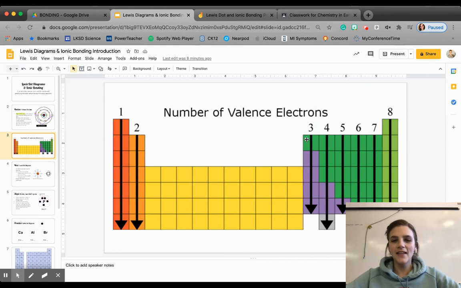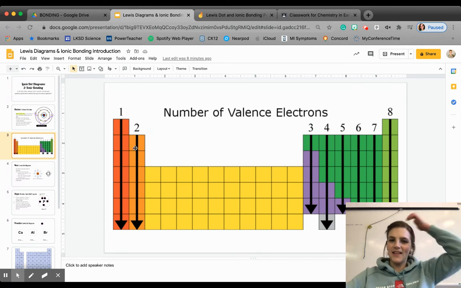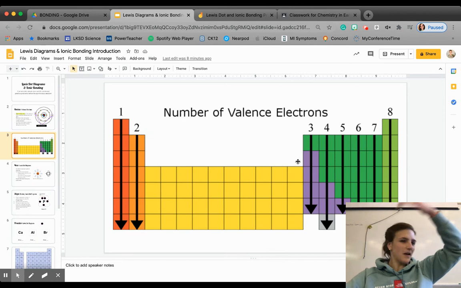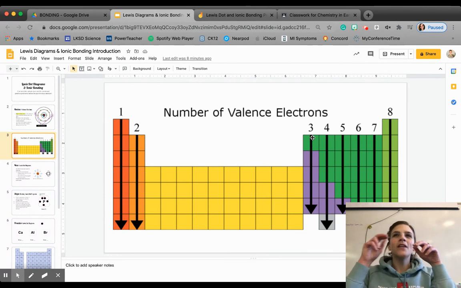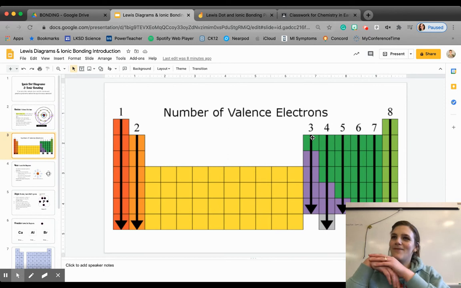And I like this picture because it shows you that if you just skip over the transition metals, then you jump into group 13, where the 3 in 13 matches the fact that it has 3 valence electrons. Then group 14 has 4 valence electrons, group 15 has 5, and then 6, 7, and then the noble gases have 8 valence electrons, right? So there's your 2-minute review of valence electrons.